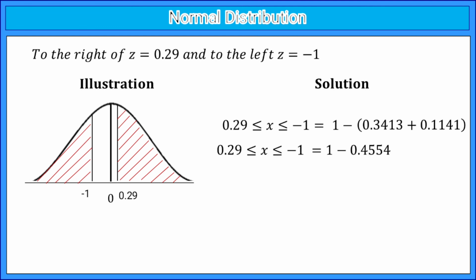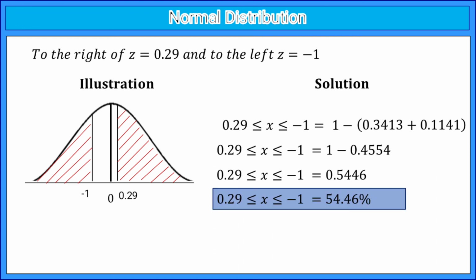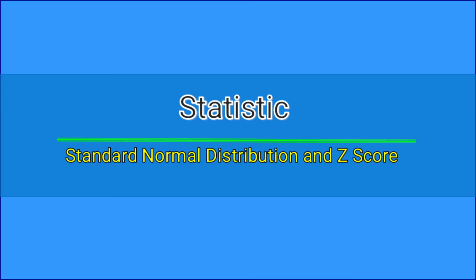So 0.3413 plus 0.1141 is 0.4554. So 1 minus 0.4554 is 0.5446. And when we move the decimal point to the right of this value, we get the percentage of 54.46%. So this will be our final answer when you get the area percentage to the right of z equals 0.29 and to the left of z equals -1. Okay, that will be all.